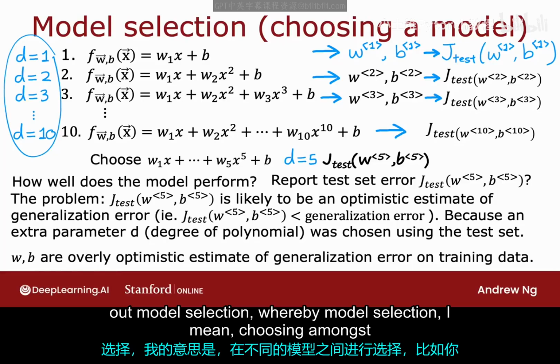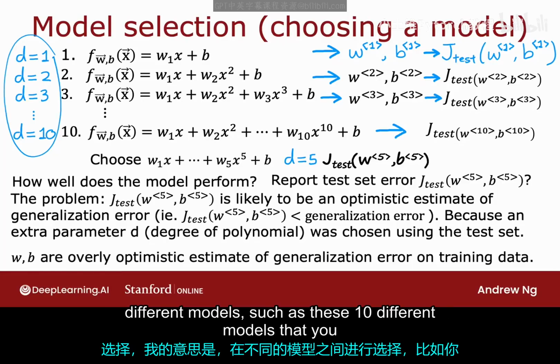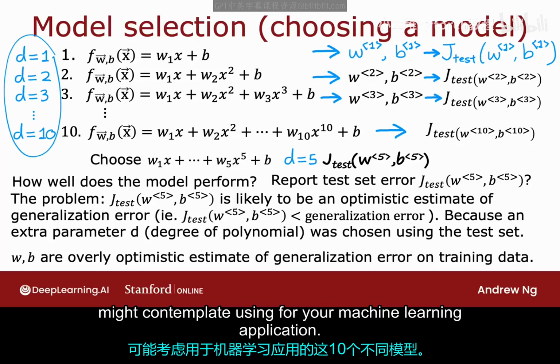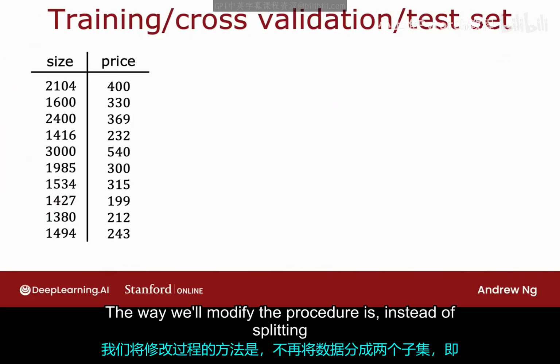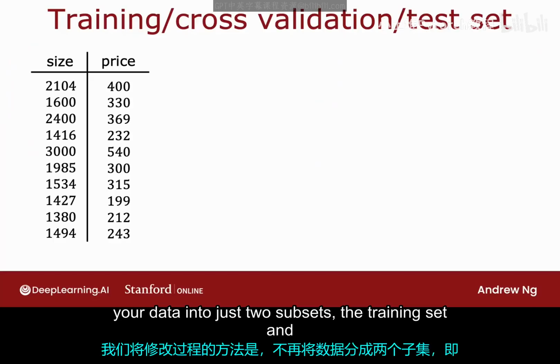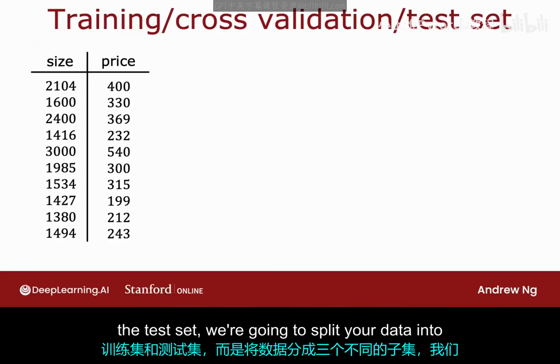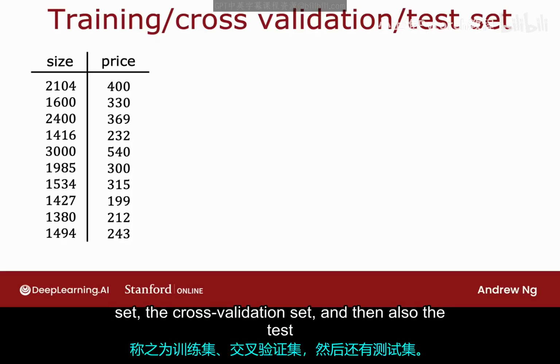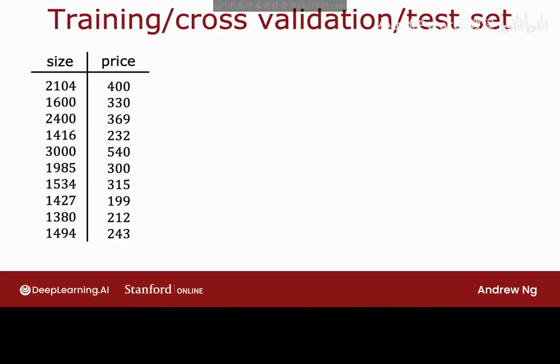Where by model selection, I mean choosing amongst different models, such as these 10 different models that you might contemplate using for your machine learning application. The way we'll modify the procedure is, instead of splitting your data into just two subsets, the training set and the test set, we're going to split your data into three different subsets, which we're going to call the training set, the cross-validation set, and then also the test set.